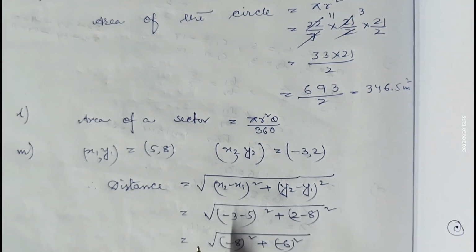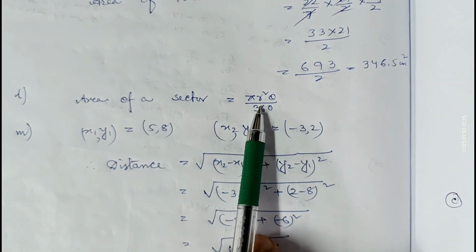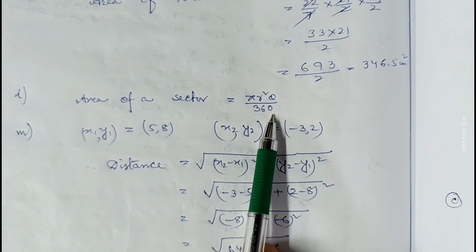Next question L is find the area of a sector of angle theta and radius r. So we know the area of a sector is pi r square theta by 360 degree.